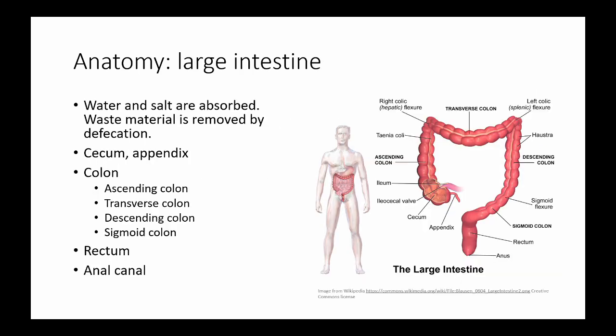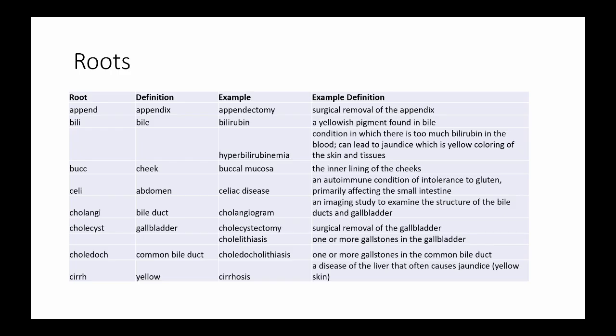The large intestine is the place where water and salt are reabsorbed. Waste material is then removed from the body through defecation. The large intestine includes the cecum, appendix, colon, rectum, and anal canal. The colon is divided into 4 parts: the ascending colon, transverse colon, descending colon, and sigmoid colon, shown in this diagram. Now we'll go through Latin and Greek roots that are relevant to the gastrointestinal system.